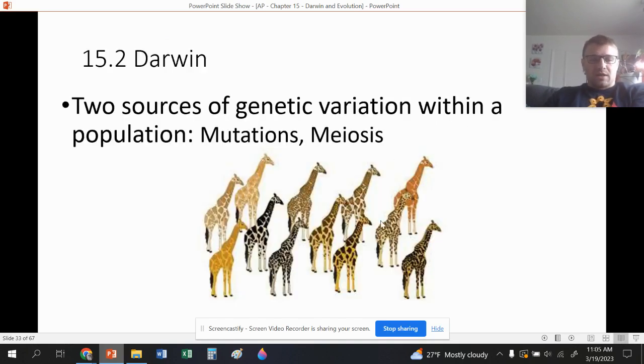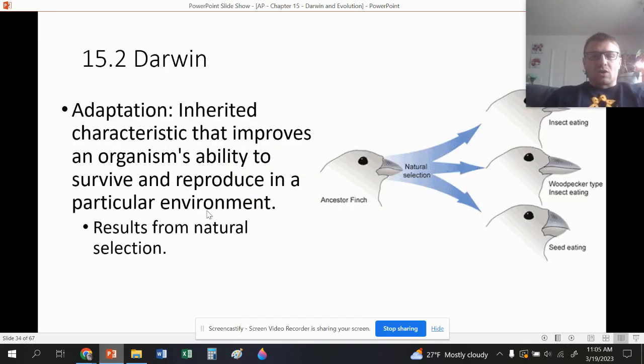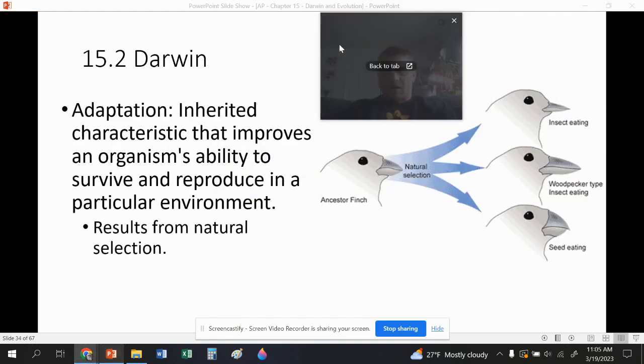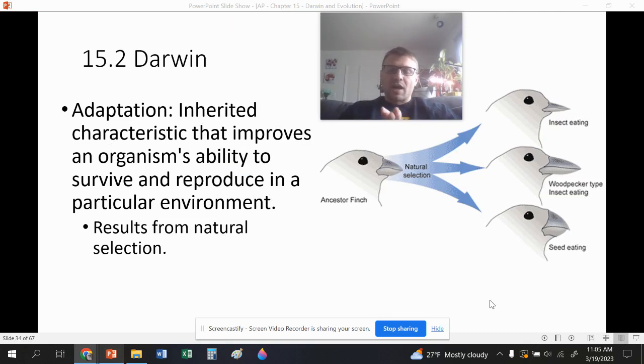So one thing we want to note here is there are two sources of genetic variation within a population, and the first is mutations, and the second is meiosis. So we see variations within a population because of these two reasons. Darwin didn't know this, but Darwin did see adaptations, and these are inherited characteristics that are going to improve an organism's ability to survive and reproduce.